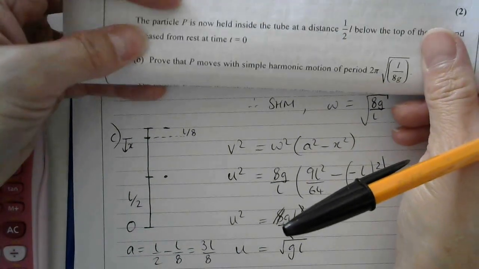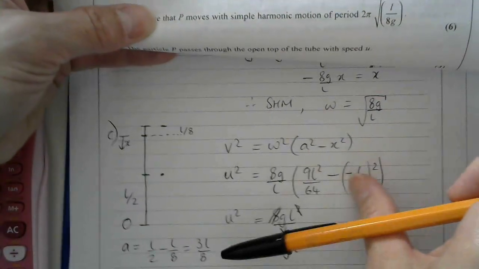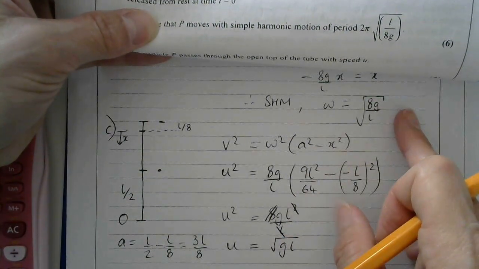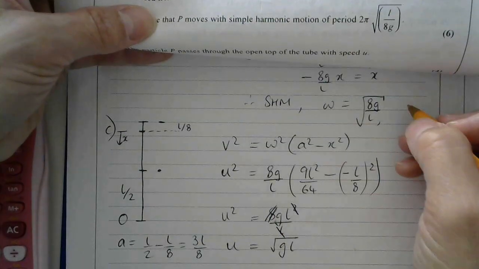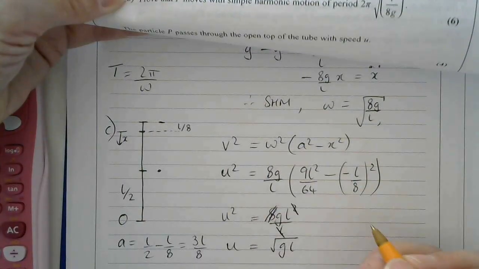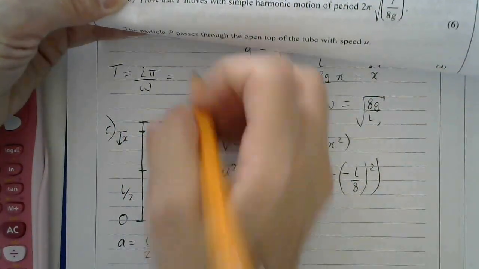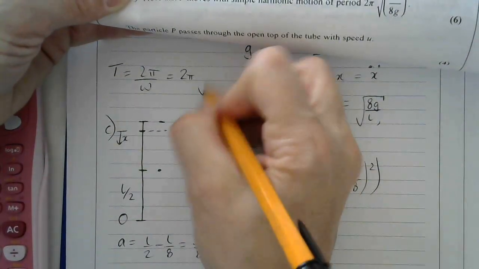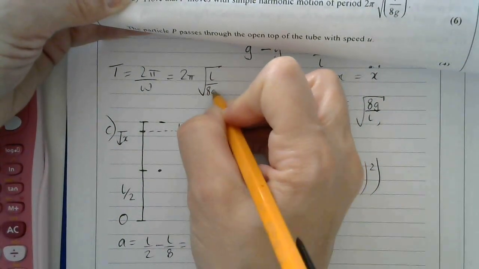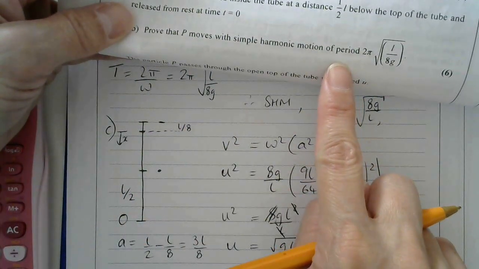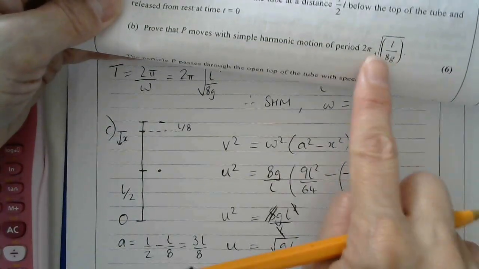Okay, now, hang on a sec, just looking backwards, sorry. Here we are at part B. It said prove that P moves with simple harmonic motion of period 2 pi blah blah blah. Now here I ended up with the value of omega, but I didn't actually say what the period was. So I need to use the formula T is 2 pi over omega, and so there I get 2 pi multiplied by the reciprocal of this. So there I get L over 8g. Okay, so that's important because that was part of the answer that they wanted here.